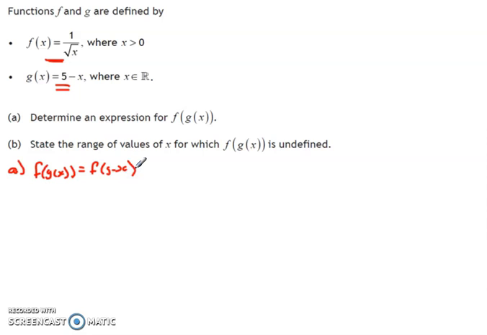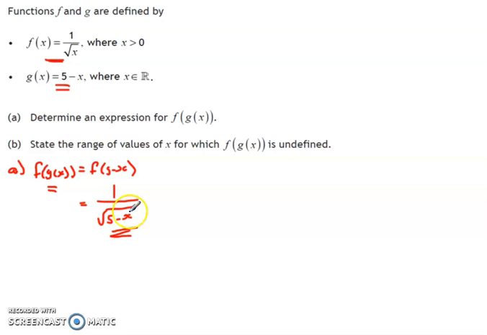Now remember, whenever we've worked with functions in the past, let's say we had f of 3, wherever the x was, we substituted in that value of 3. So whatever we want to put into the function goes in where we have a value that we don't know, in this case the x within the square root. So for that x, I'm going to substitute in the 5 minus x, and that means my f of g of x is going to be 1 over square root of 5 minus x.